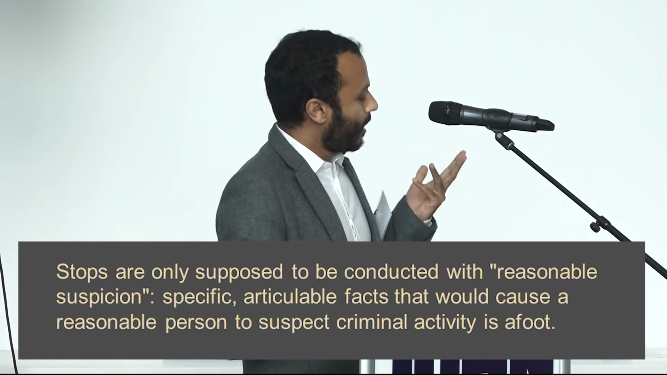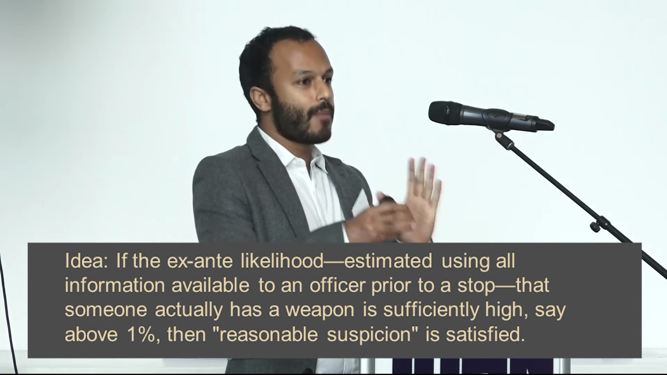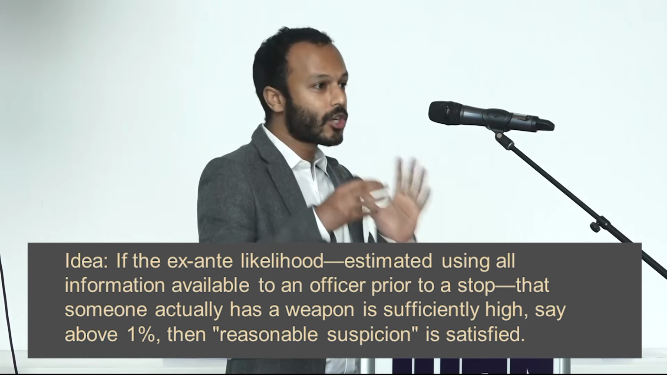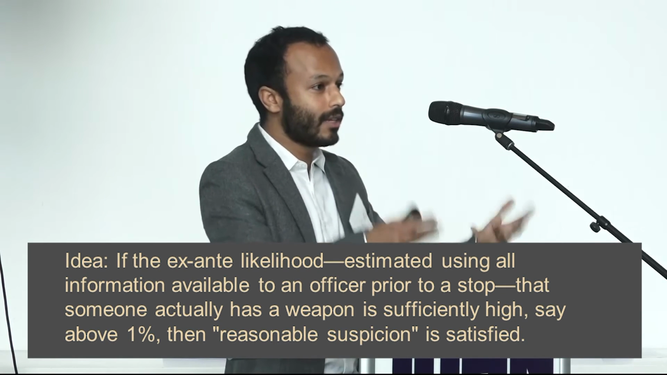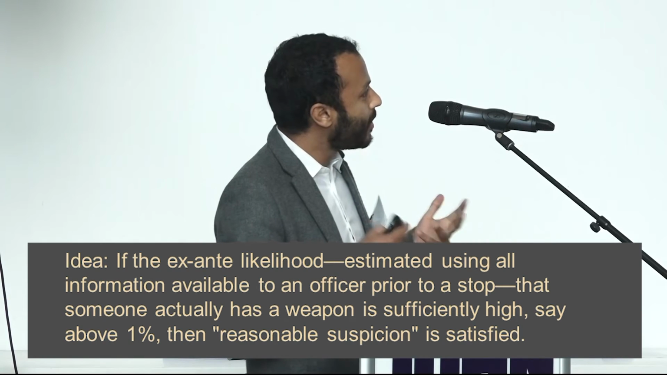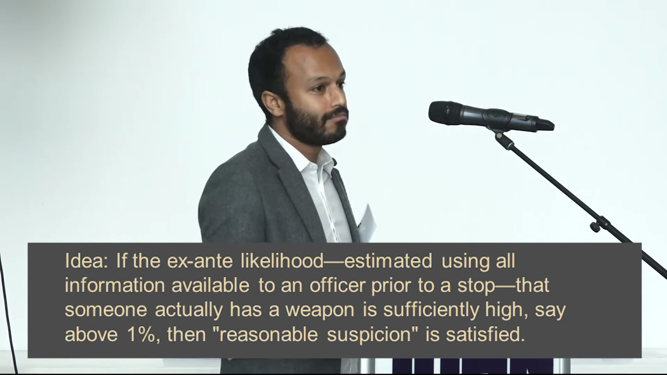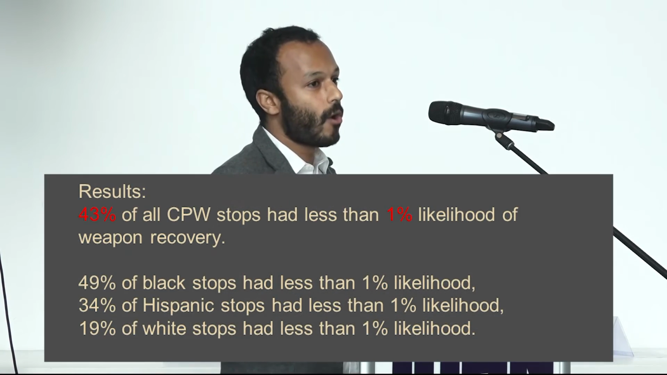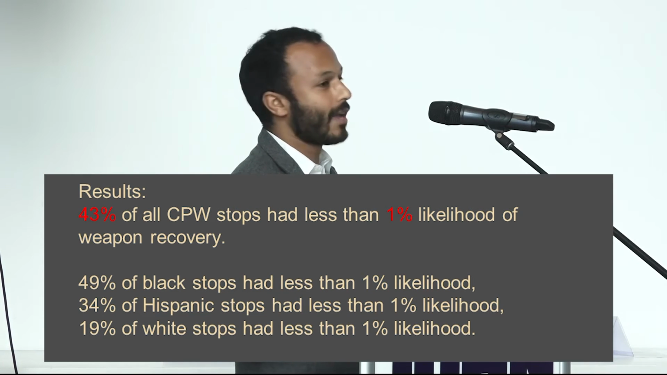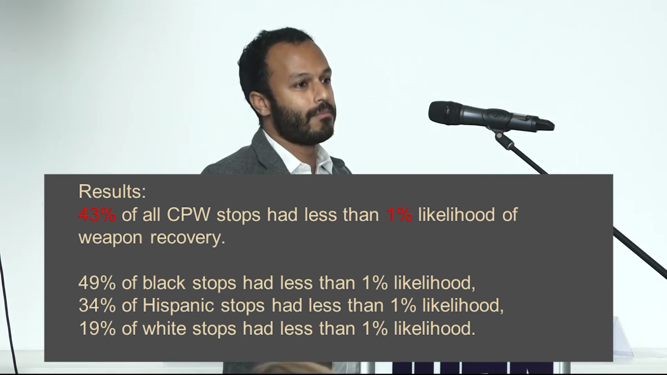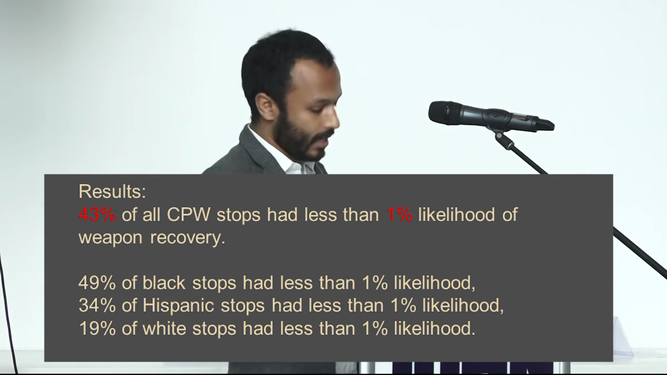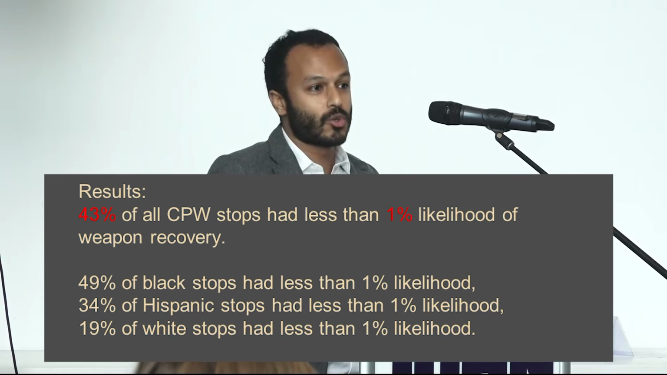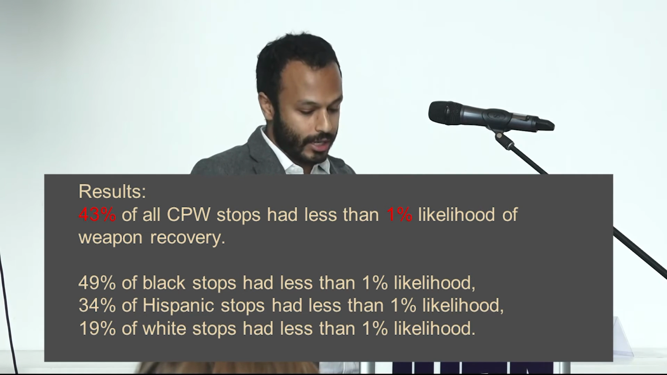So our idea was to estimate the likelihood, before the stop is made, that a weapon is going to be found, conditional on an officer suspecting that a weapon would be found in the first place. And if that likelihood is sufficiently high, let's say above 1%, then we'd say that reasonable suspicion is satisfied. What we discovered was that many criminal possession of a weapon stops, 43% of all CPW stops, had less than a 1% likelihood of weapon recovery, and 20% had less than a 0.5% weapon recovery. The legal interpretation of this sort of statistical definition of reasonable suspicion is unclear.